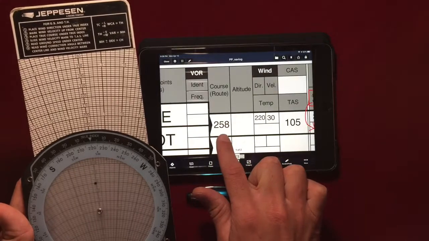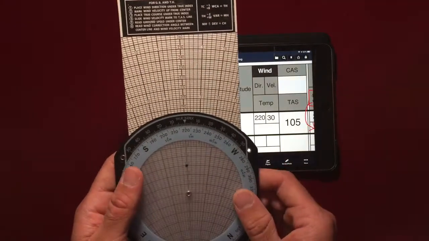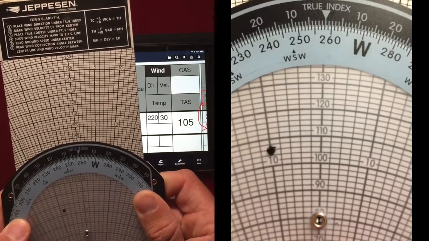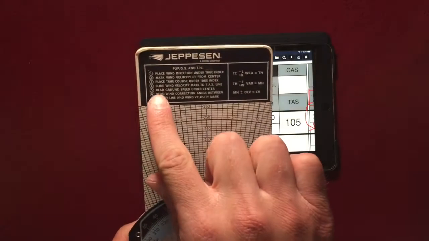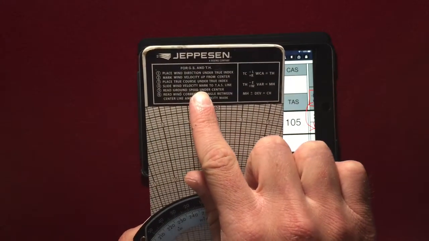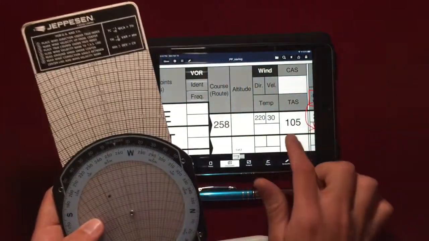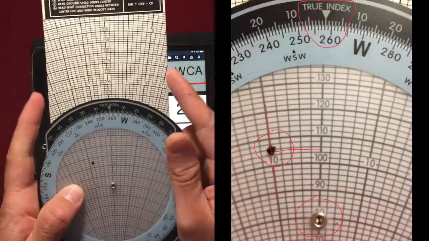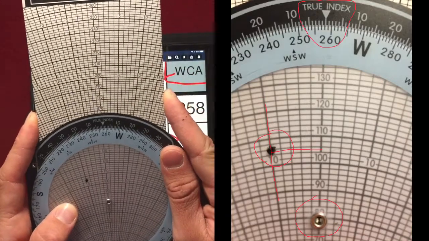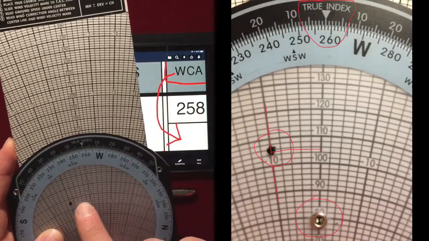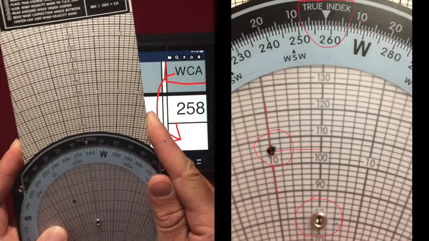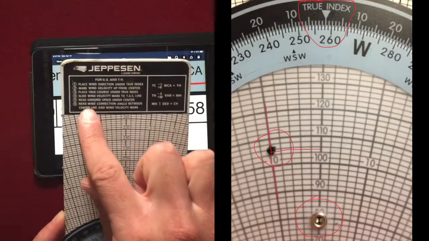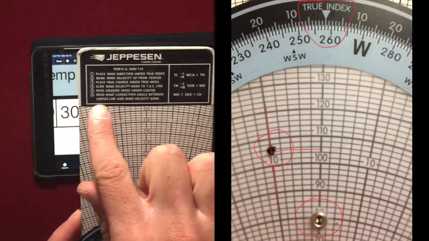True course is 258 degrees. So we will now rotate the disk to show 258 degrees. And it says slide the wind velocity mark to the true airspeed. So our true airspeed, 105 knots, we will now take this dot and slide it until the 105, which is denoted by the space in between those two arcs, has the dot on it. We will now be able to read our ground speed and know our wind correction angle.